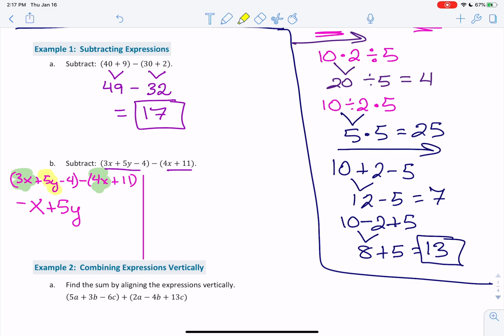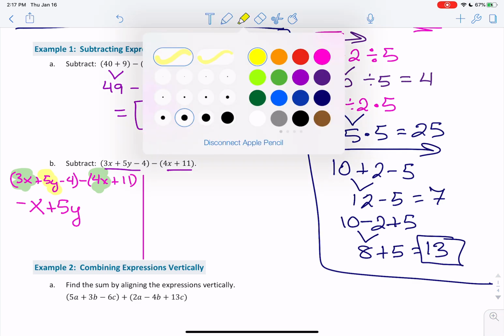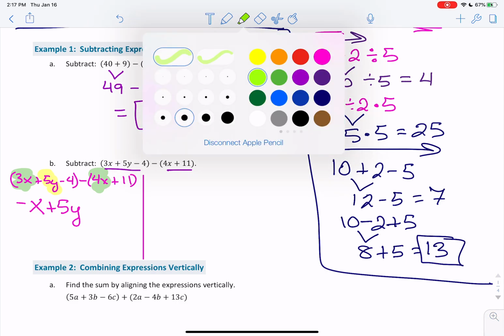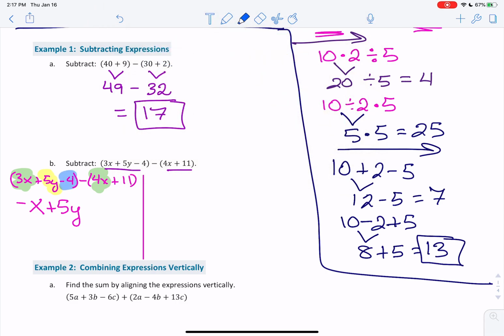And then last but not least, let's choose green. Nope, we already did green. Let's go ahead and choose blue. We have negative 4, so we look on the other side, and yep, there's another regular integer there, so we can go ahead and combine those. And negative 4 minus 11 would be negative 15. So that's going to be our answer.